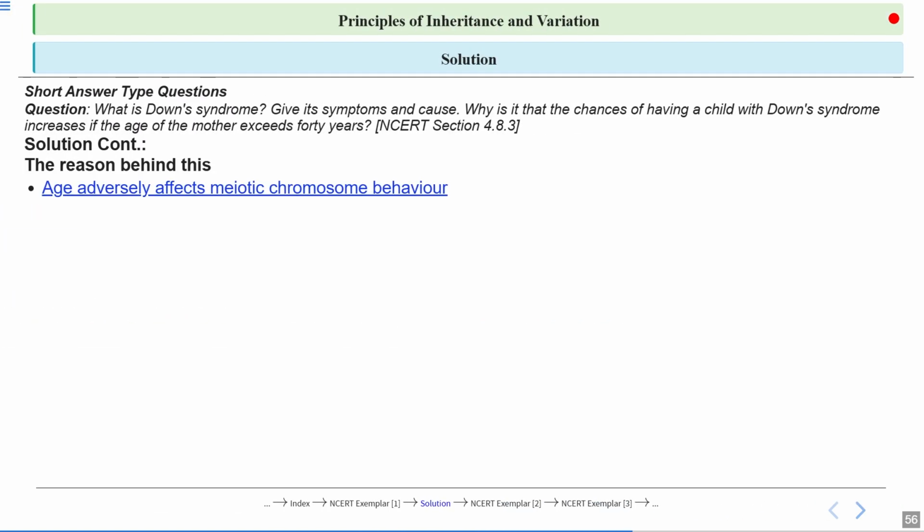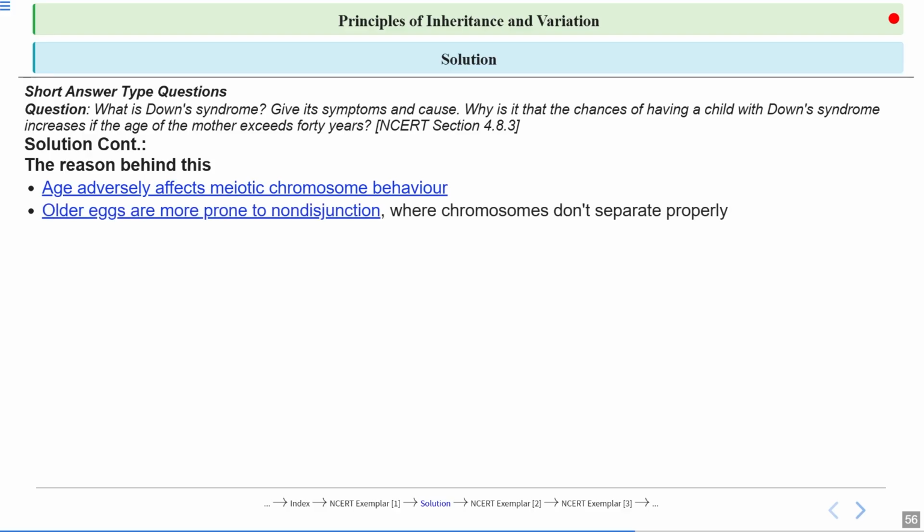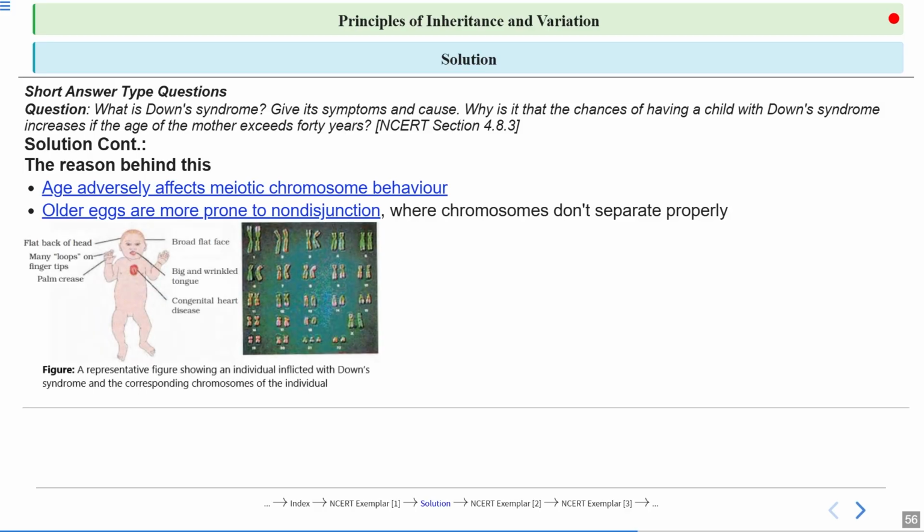Age adversely affects meiotic chromosome behavior. Older eggs are more prone to non-disjunction, where the chromosomes don't separate properly during gamete formation. Here you can see the symptoms of Down syndrome. This is a child having Down syndrome, and all the symptoms are also mentioned here. And this is the karyotype of Down syndrome. Here you can see there are three copies of chromosome 21.